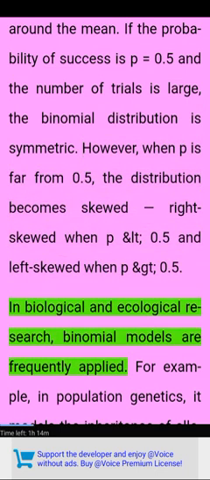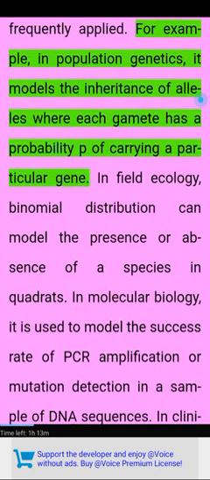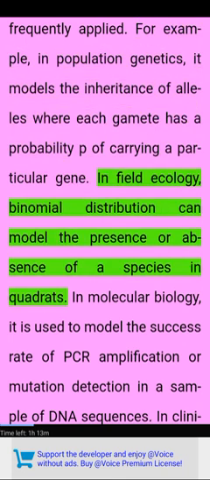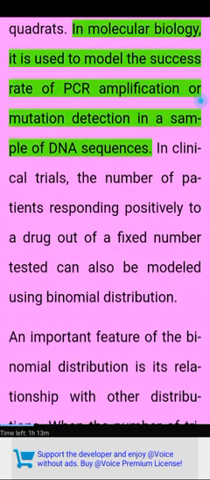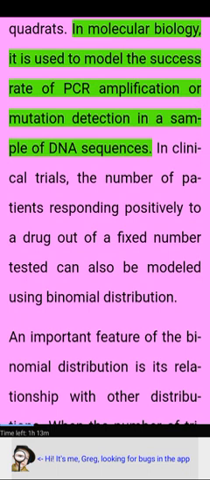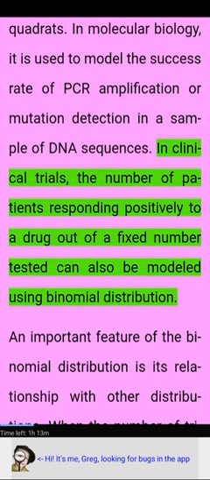In biological and ecological research, binomial models are frequently applied. For example, in population genetics, it models the inheritance of alleles where each gamete has a probability p of carrying a particular gene. In field ecology, binomial distribution can model the presence or absence of a species in quadrats. In molecular biology, it is used to model the success rate of PCR amplification or mutation detection in a sample of DNA sequences. In clinical trials, the number of patients responding positively to a drug out of a fixed number tested can also be modeled using binomial distribution.